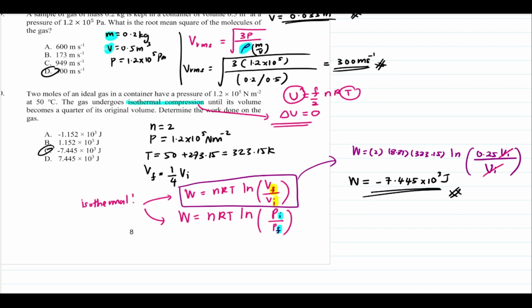So finish all questions. Senang saja kan? So senang saja untuk dapat full mark 30 per 30.